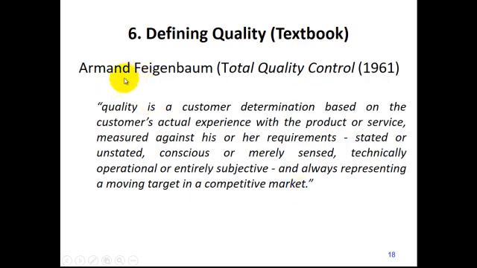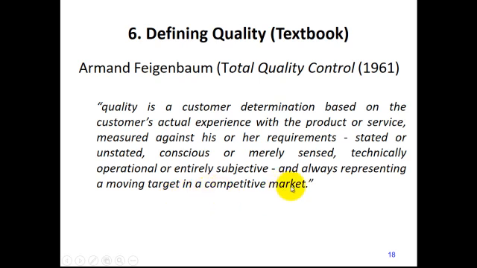This is Armand Feigenbaum, Total Quality Control, 1961, the book. He defined quality is a customer determination based on the customer's actual experience with the product or service measured against his or her requirements, stated or unstated, conscious or merely sensed, technically operational or entirely subjective, and always representing a moving target in the competitive market.